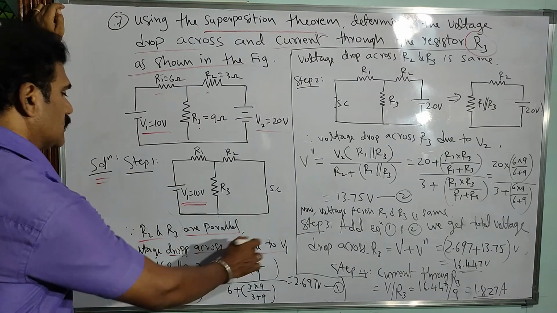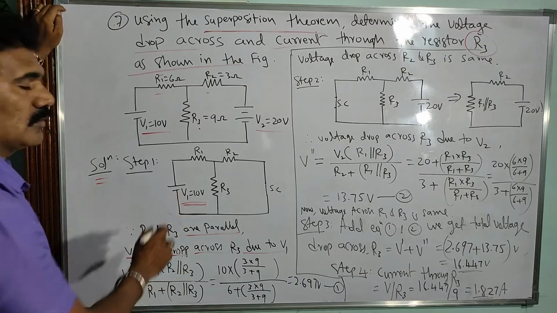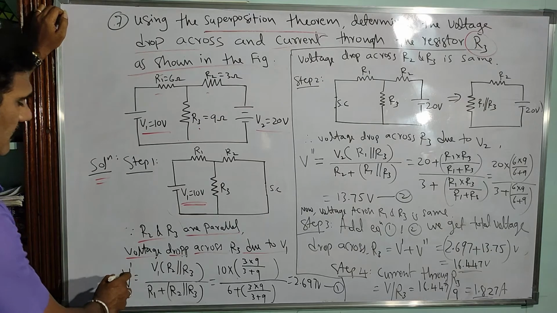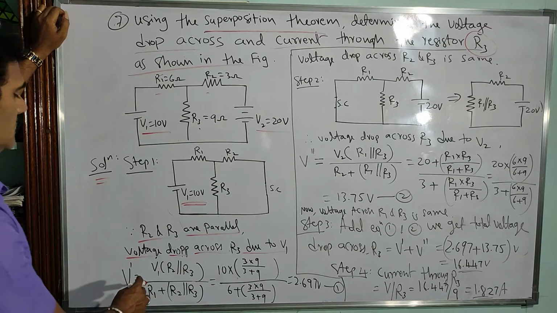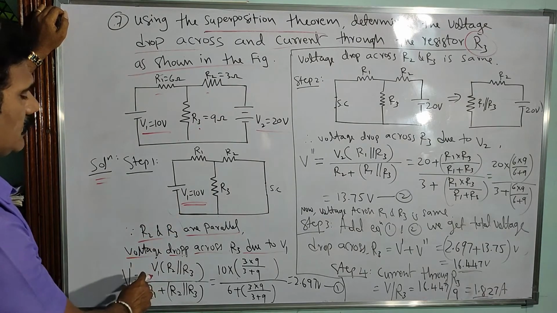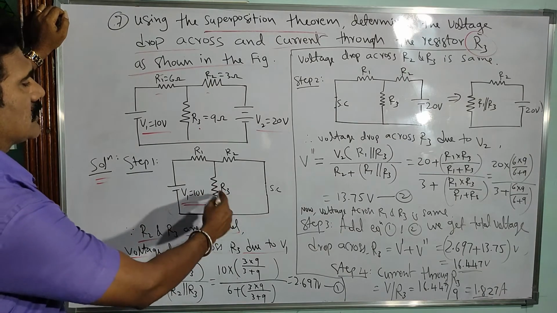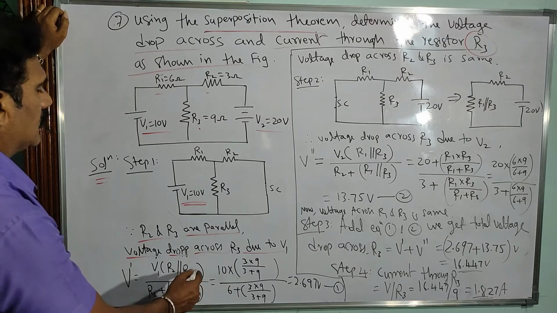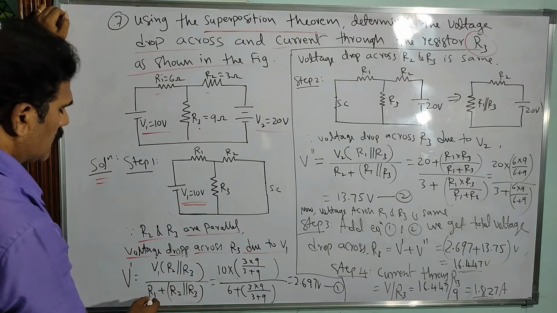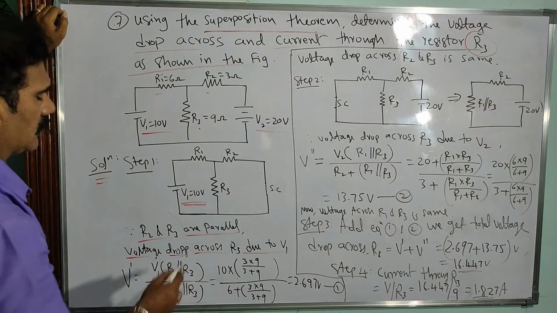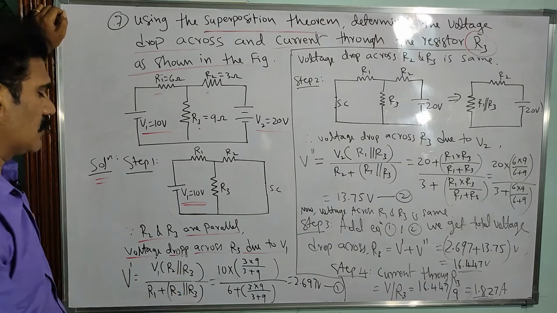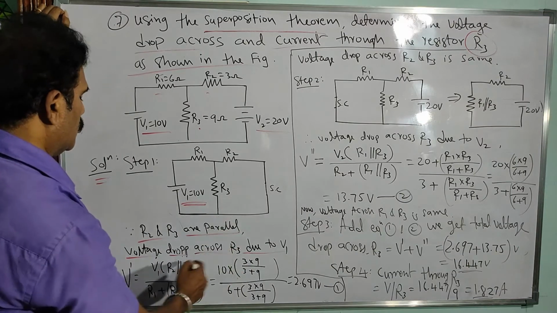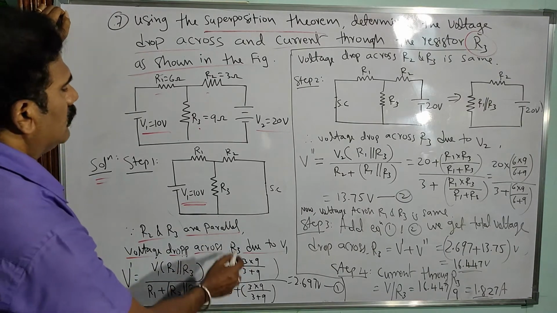So write down the voltage drop across R3 due to only voltage source V1, that is 10 volts. For that, what is the formula? Let it be V dash is equal to the given source V1 into the parallel resistance between R2 and R3, the equivalent resistance R2 parallel with R3, divided by the total resistance in the network, R1 plus R2 parallel with R3. You know how to write the formula for R2 and R3 in parallel, right? R2 R3 divided by R2 plus R3. So write down that value.